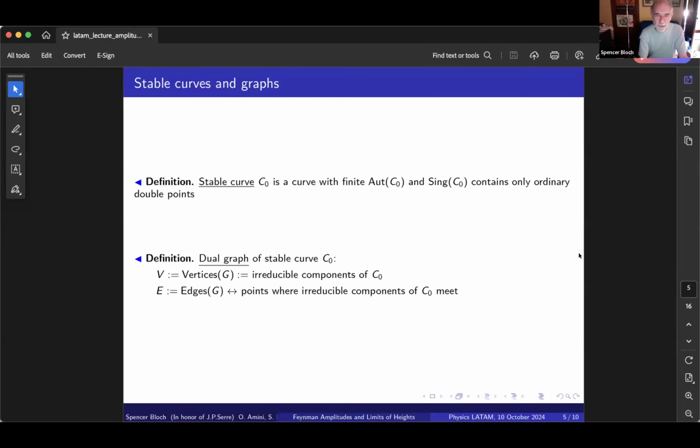Now I'm going to do something that's completely weird, and only a physicist would dare to do this kind of stuff. But it seems to give meaningful answers. So let's do it. A stable curve, by definition in algebraic geometry, is a curve C naught which has, first of all, a finite group of automorphisms, and secondly, is only very mildly, if at all, singular. At worst, the singularities are only ordinary double points, so like simple crossings where a curve crosses itself.